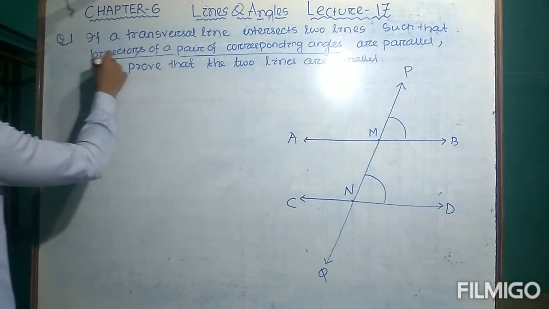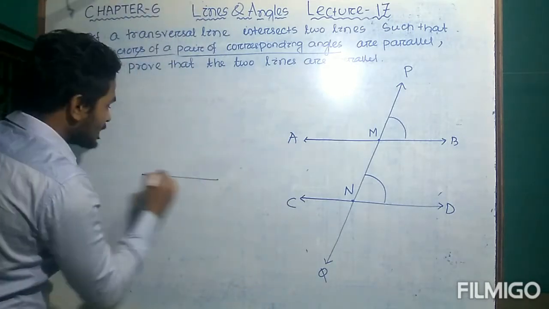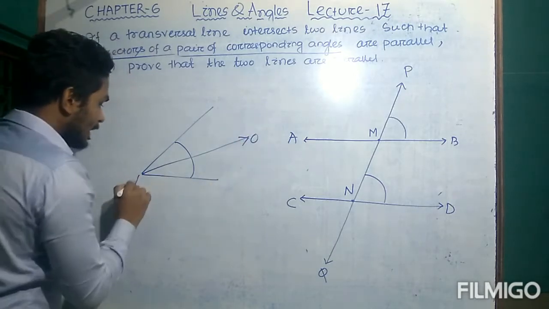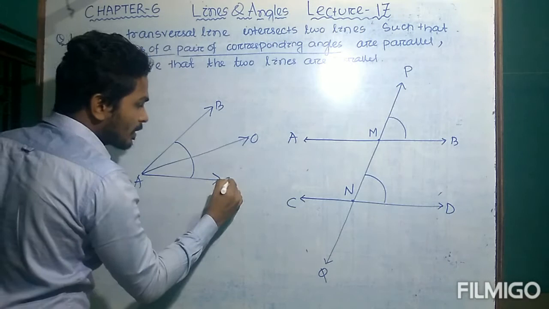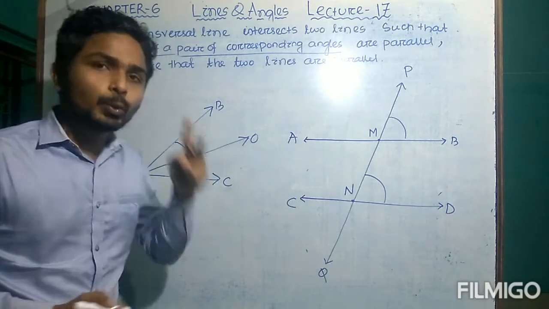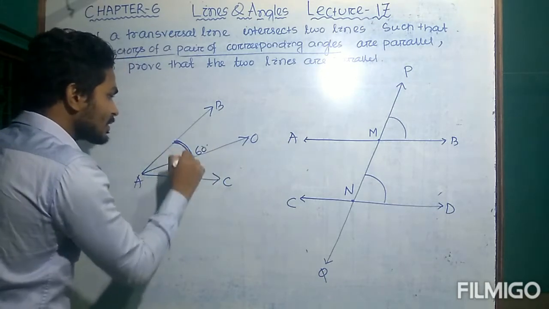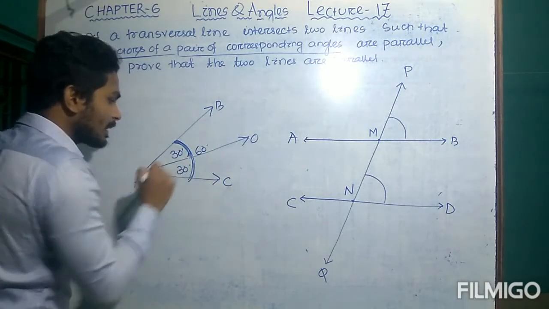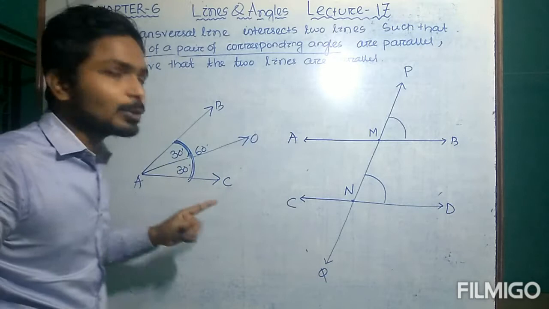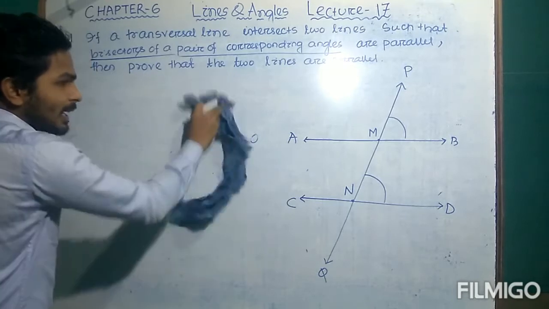Now what you have to find? You have to find the bisector of such corresponding angles. I have told you what an angle bisector is. An angle bisector is a line which bisects the angle, or which divides the angle into two equal halves. If this is 60 degrees, then each half will be 30 degrees. So this is the work of an angle bisector, which divides the angle into two equal halves. Similarly, here you have to find the angle bisector of the pair of corresponding angles.